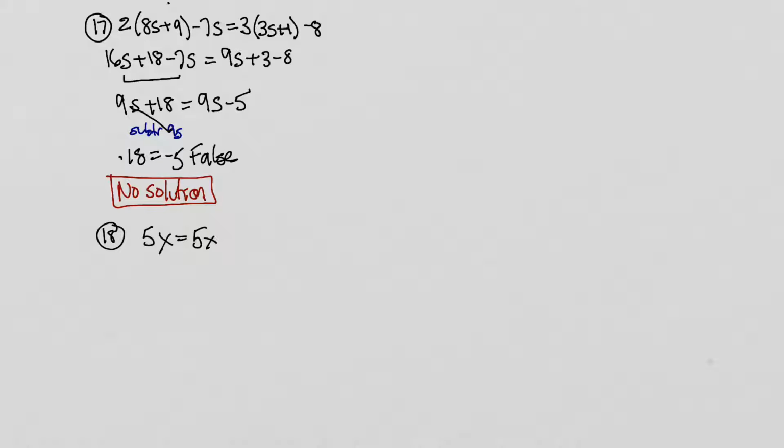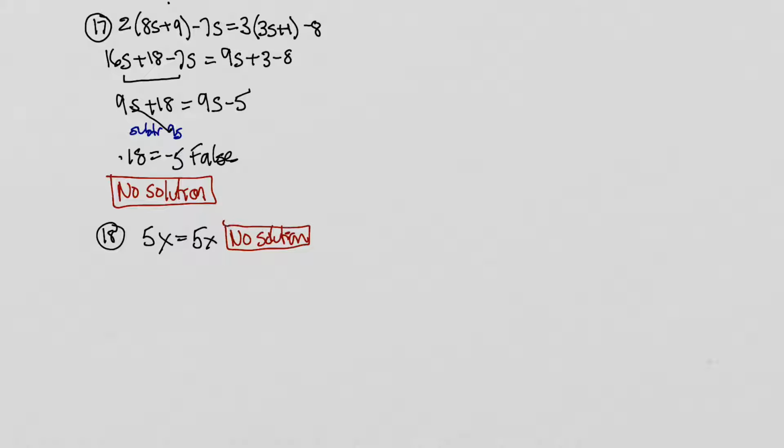Okay, now you look at this number 18, and what you see is 5x equals 5x. Well, this is some number, and this is the same number. So no matter what you put in for x, you're going to get some number here, and then you get the same number over here. So this thing works for any value of x at all. So right now, if you can see it, you can just write all real numbers.